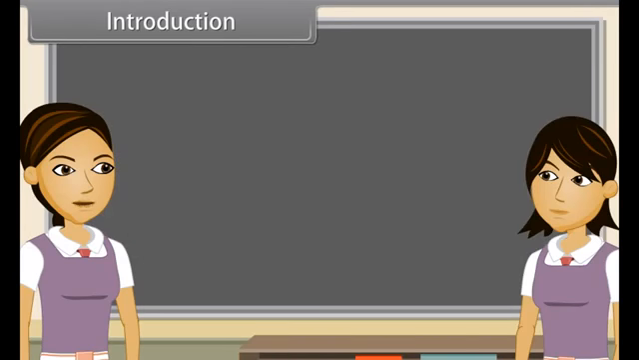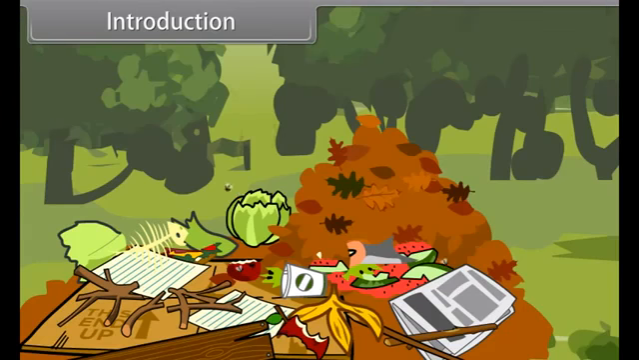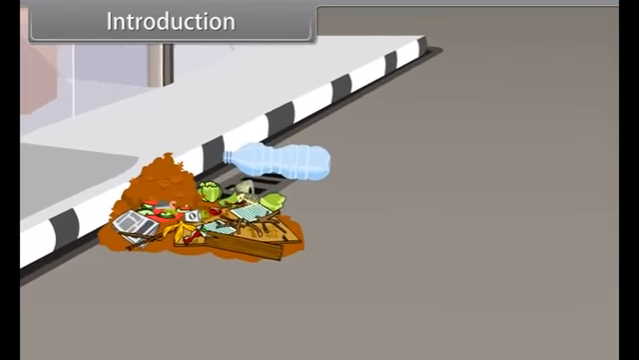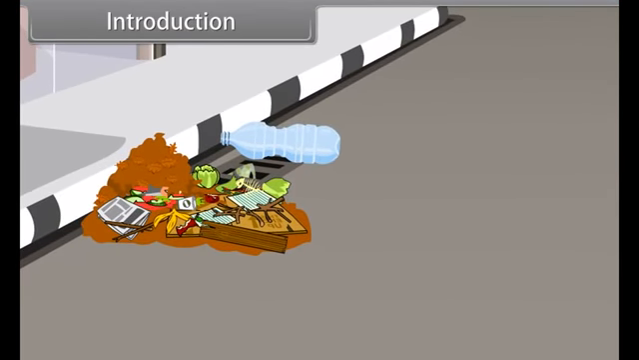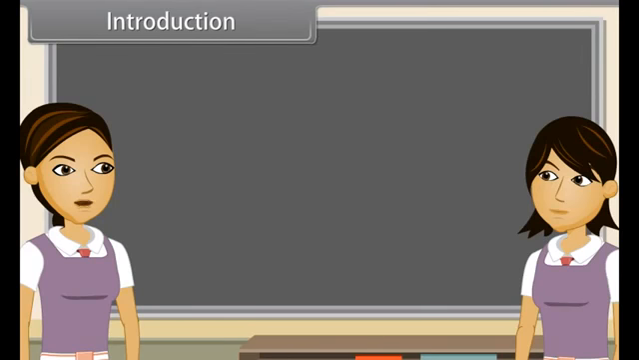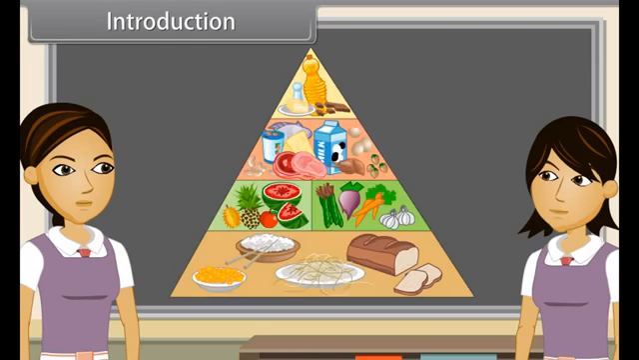Yes, I have noticed so many times when the sweeper does not come in my colony, then there is a huge dump of garbage and water is logged, which gives birth to so many bacteria, fungi, flies and mosquitoes, which in turn give rise to various dangerous diseases. One more thing which controls good health is balanced food. That is why my mother and grandmother always ask us to eat food properly.